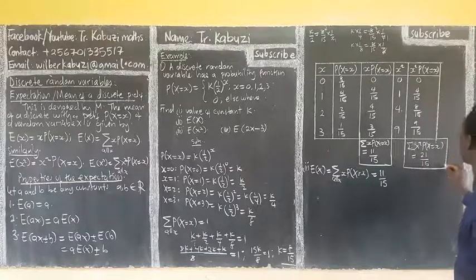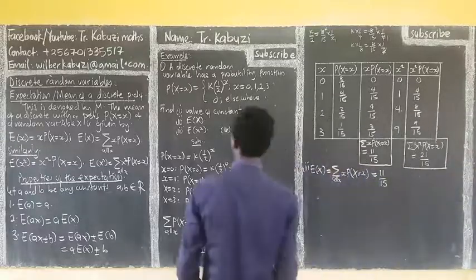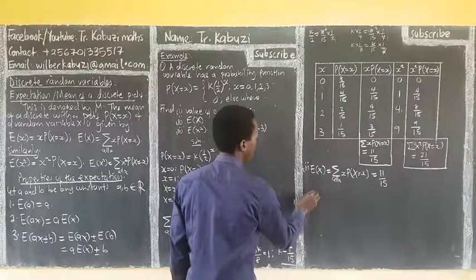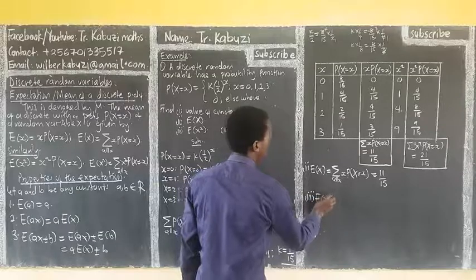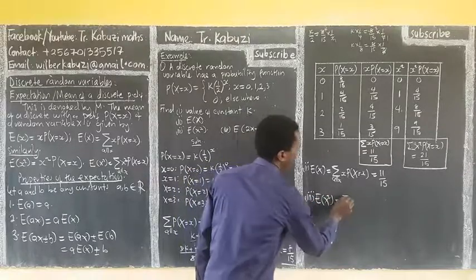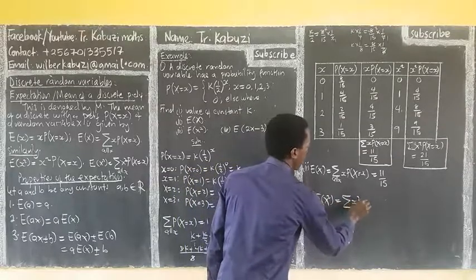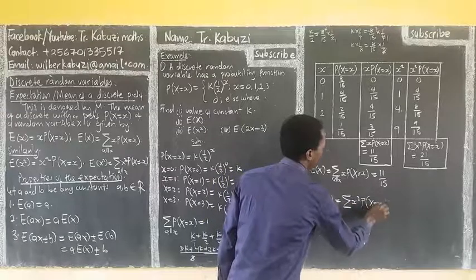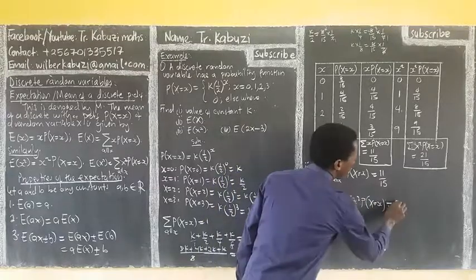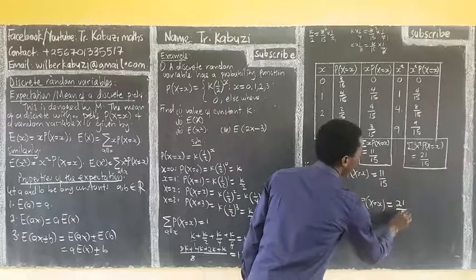So now, my expectation of x squared is the sum of x squared with their corresponding probabilities. And you've got 21 over 15.